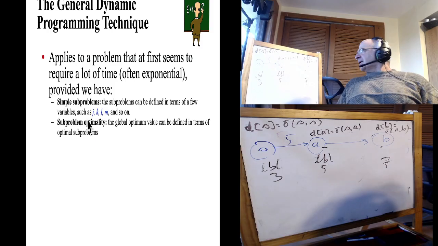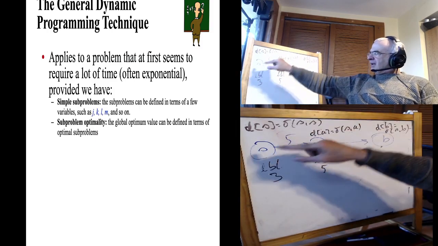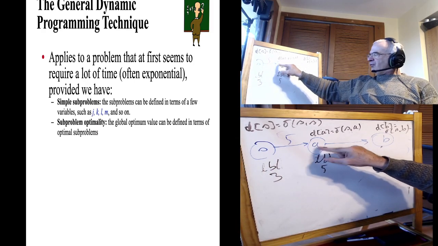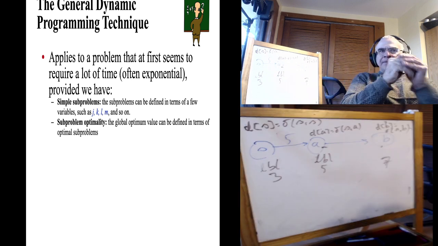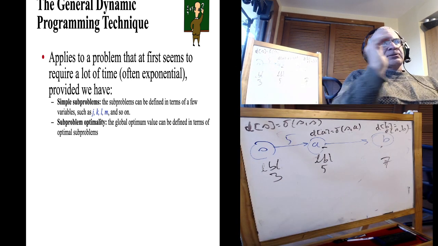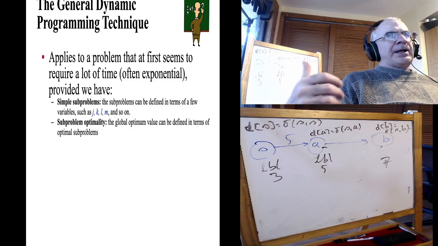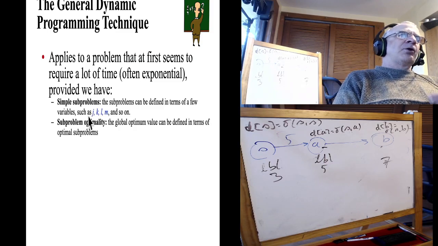For example, when I solve the distance from S to B, I used the solution to the problem of what is the distance from S to A. And the distance from S to A may use the distance to vertices that are even closer to S. That's why Dijkstra and Bellman-Ford are examples of dynamic programming.